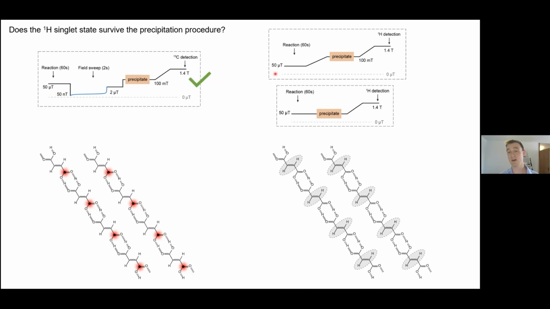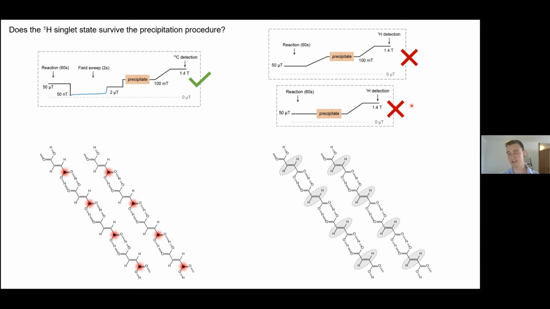And then the other experiment would be, forget the field sweep, just perform the reaction, the protons are in a singlet state, and then perform the precipitation, either at 100 millitesla or just in Earth's field, and then do proton detection. Oh dear, I seem to have missed out an important step here. There's a field sweep after the precipitation step so that you can polarize the carbon-13, and then you can do carbon-13 or proton detection.